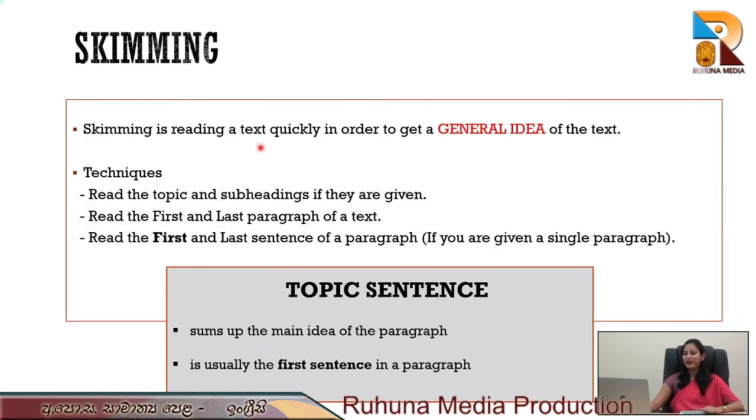With that, we are moving on to the second reading strategy, skimming. What's skimming and why do we skim? We skim in order to find the general idea of the text or the main idea of the text.